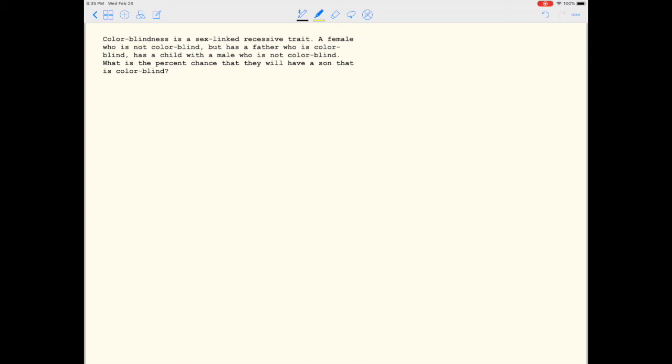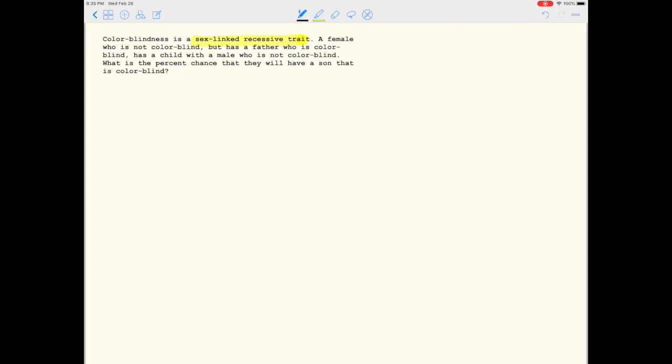All right, so I'm going to get started and look at the very first sentence. I notice that the first sentence says colorblindness is a sex-linked recessive trait. So go ahead and highlight or underline "sex-linked recessive trait," because that gives us a lot of good information, okay?